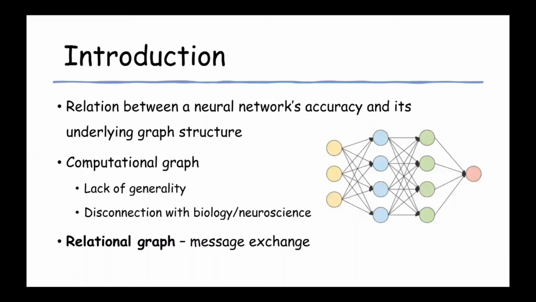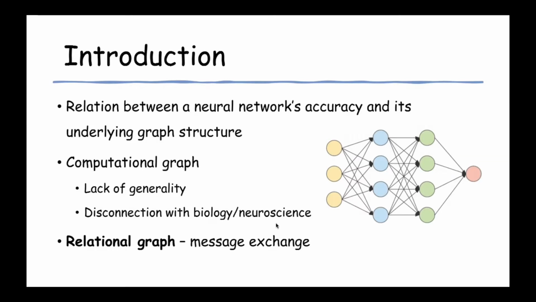During the study of neural networks nowadays, it's pretty important to build a relation between a neural network's accuracy and its underlying graph structure. Usually, we would like to use a computational graph, and it looks like this. However, it may have some limitations, such as lack of generality and disconnection with the biology and neuroscience field.